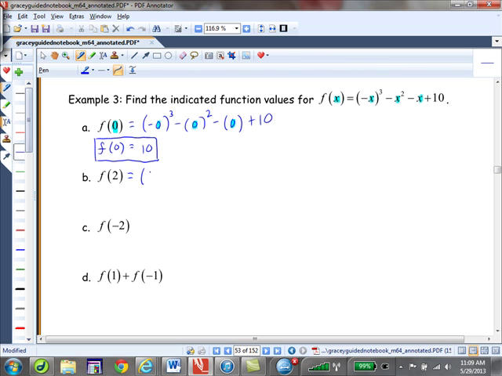F at 2 will be negative 2 cubed minus 2 squared minus 2 plus 10. So again, wherever there was an x, this time I put in a 2. So f at 2 equals negative 2 cubed, which will be negative 8. 2 squared is 4, so we're subtracting 4. And then minus 2 plus 10. So f at 2 will have an end result of negative 4.